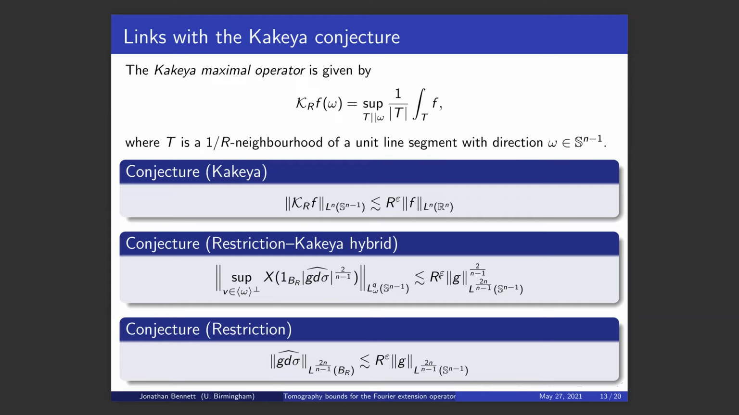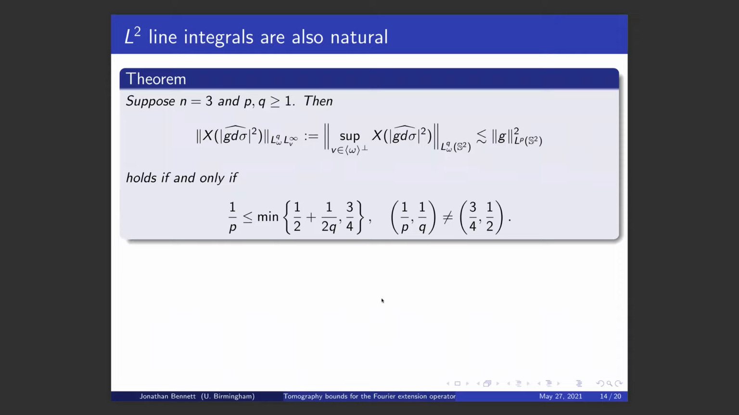Okay, so I want to move on from there. As I say, I have nothing to say about this particular conjecture, and the main problem here analytically is that this power is not 2. And I just really want to bring things back to L2. Somehow I think that's the real point of this whole business, that it's bringing L2 back into the picture. So actually, I claim that L2 line integrals are also natural.